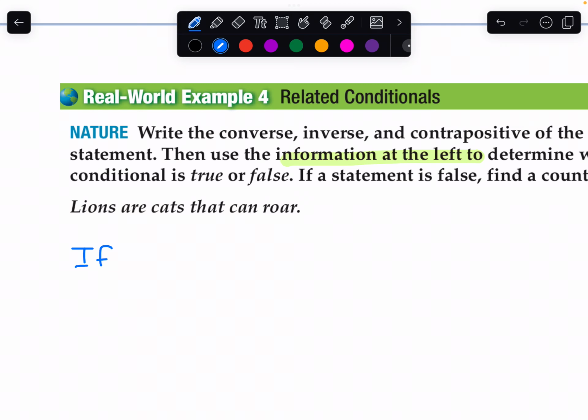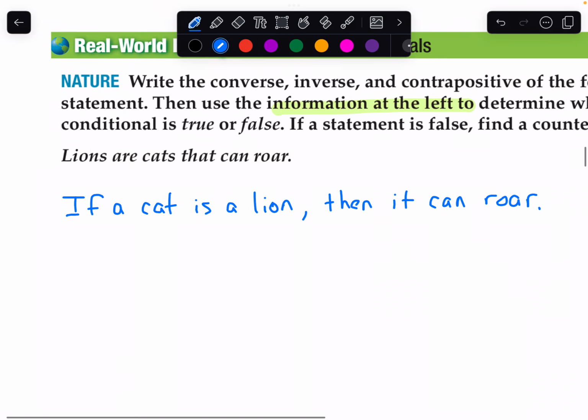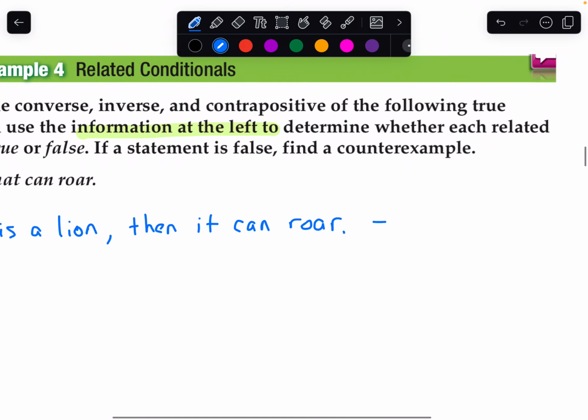We're going to use what I've mentioned before, the if a category is specific. Lions are animals, more specifically cats. So we can say if a cat is a lion, then it can roar. And this, as we just read, is true. Lions can roar.